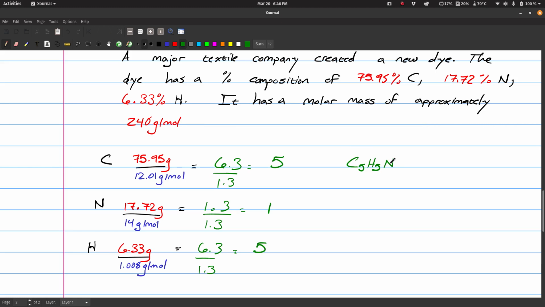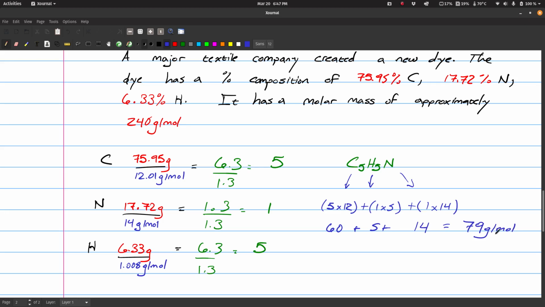All right, so now we have to find its empirical mass. So you have 5 times 12. Instead of using the actual values, I'm just going to round it, just easier. So you have 60 plus 5 plus 14, so it's going to be 79 grams per mole.